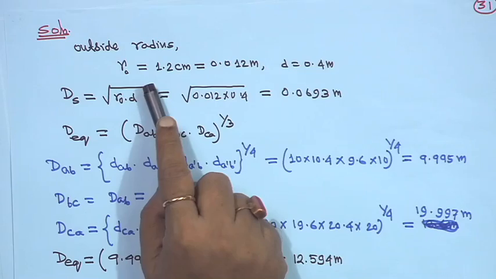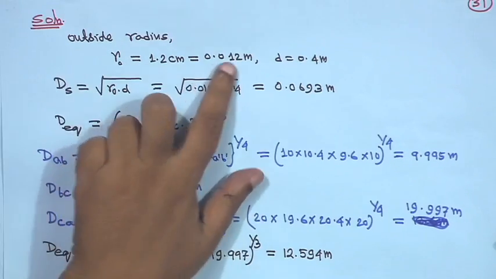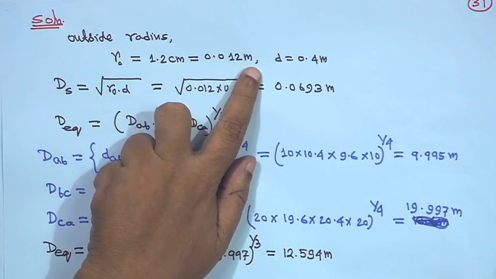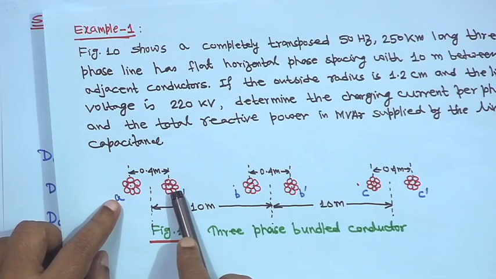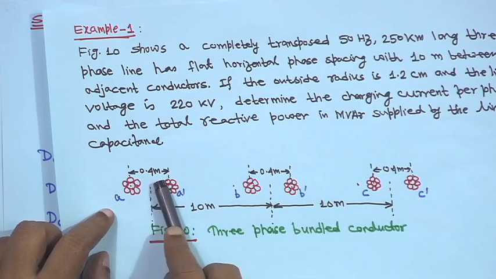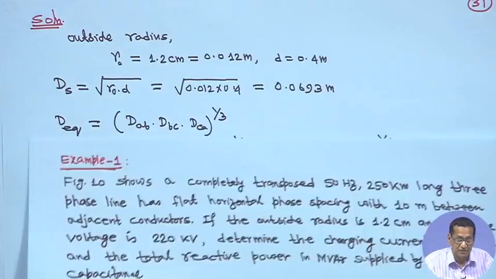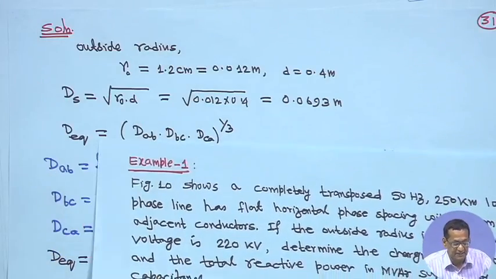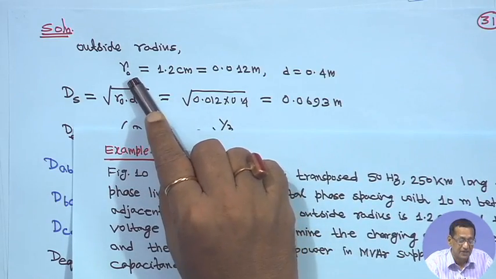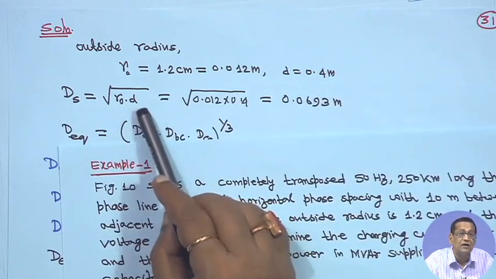What we have to do first: the outside radius is already given, outside is 1.2 centimeter, so it is 0.012 meter. And d is given, d is equal to 0.4 meter between A and A dash, or B and B dash, or C and C dash. Outside radius means you need not do anything else, so directly it is 0.012 meter, and now you have to find ds. The outside radius we are taking as r0.